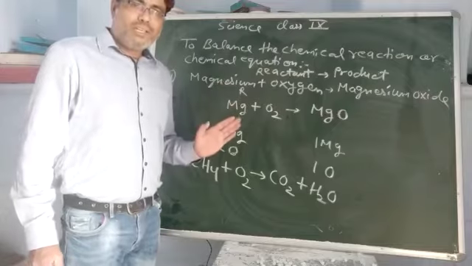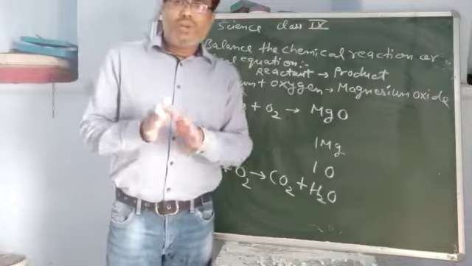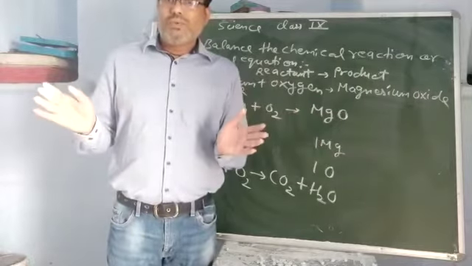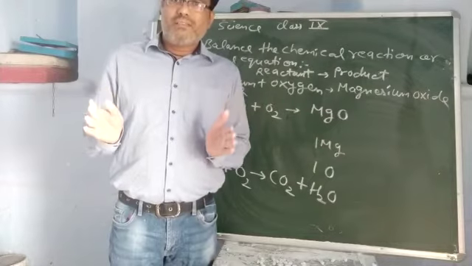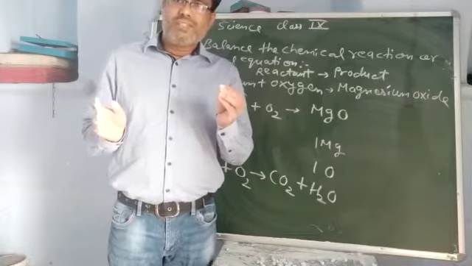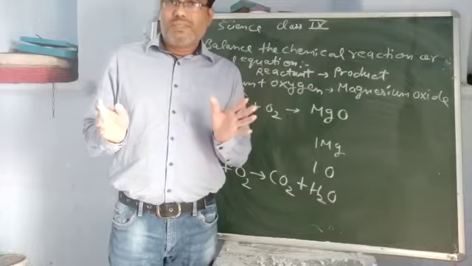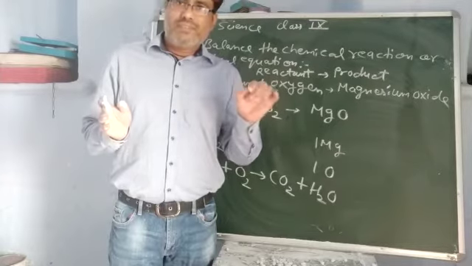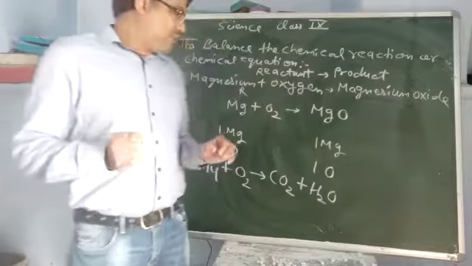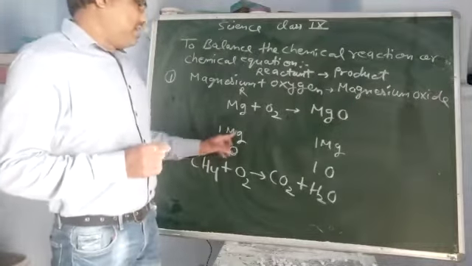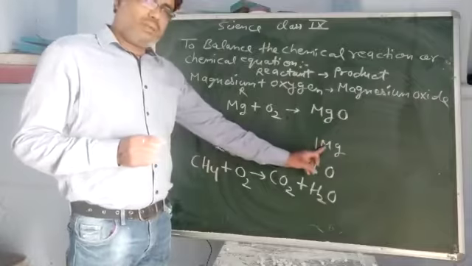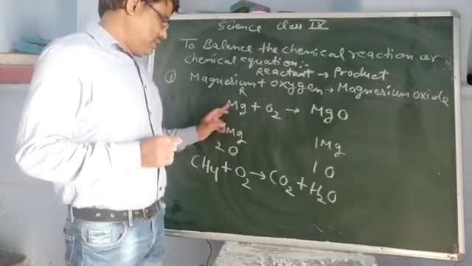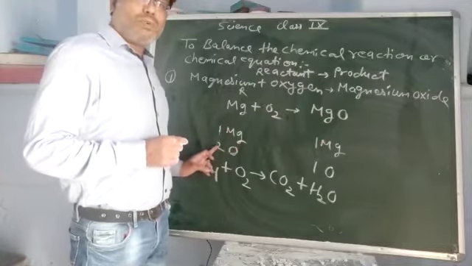So how can we balance it? We have to equalize the number of atoms on both sides. In this method, first we find the element which has the highest number of atoms and balance it first. The number of magnesium atoms is the same, but the oxygen is not: on this side there are two oxygen atoms, so we have to balance the oxygen.